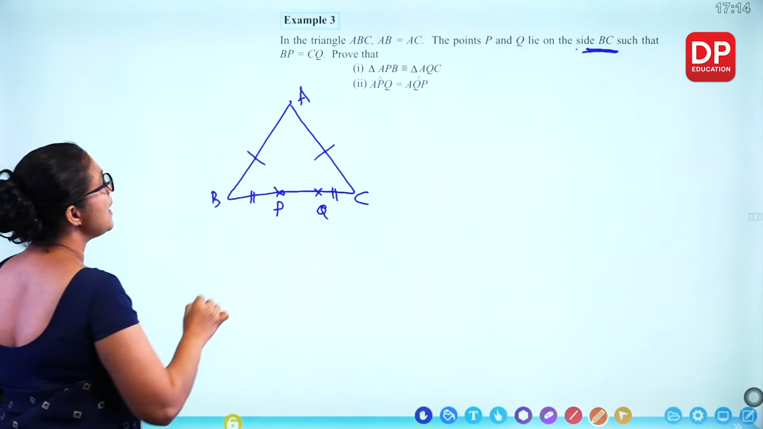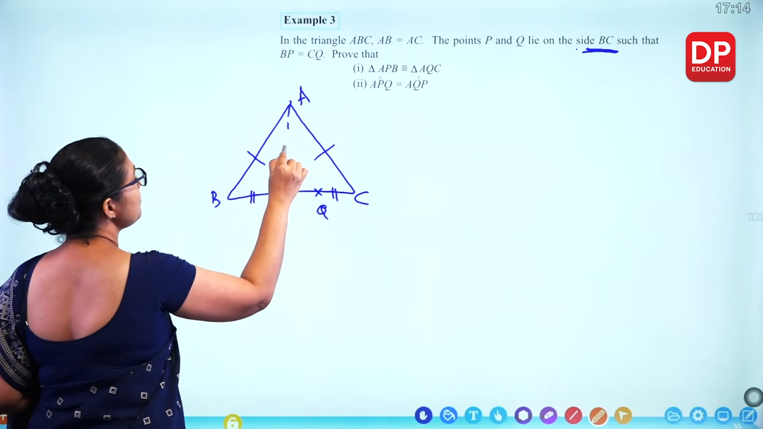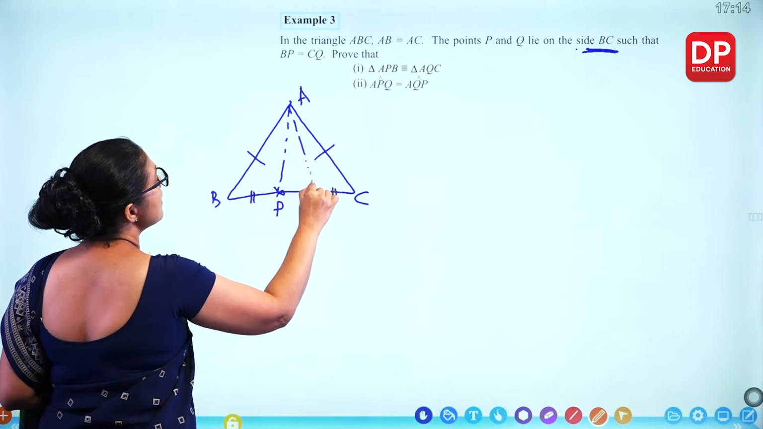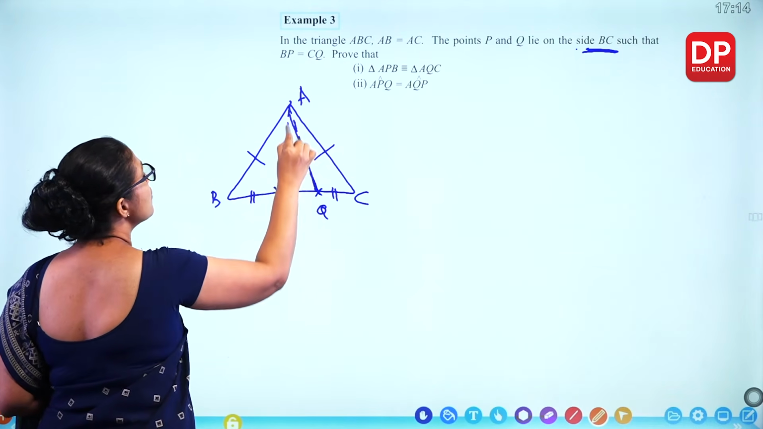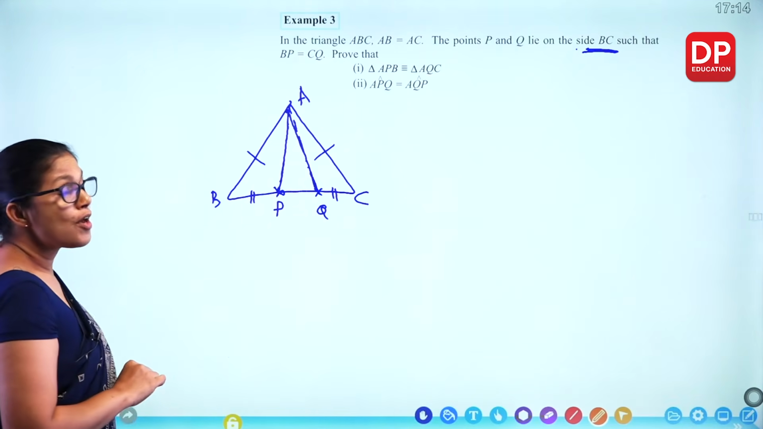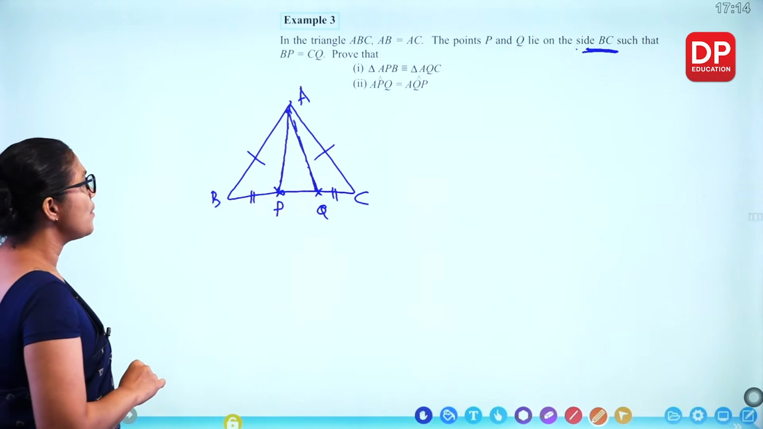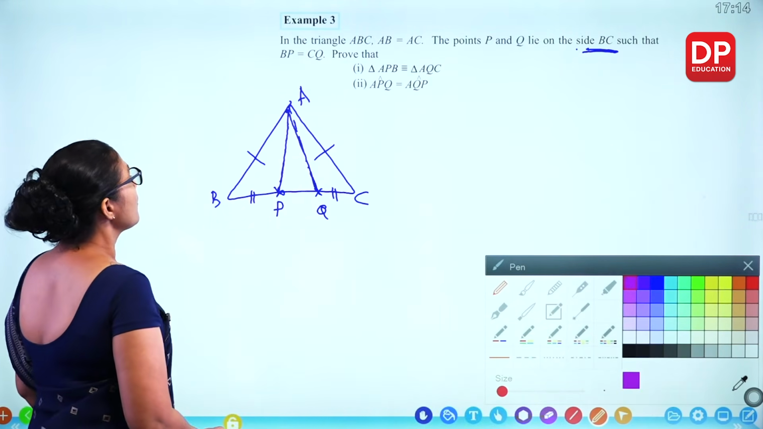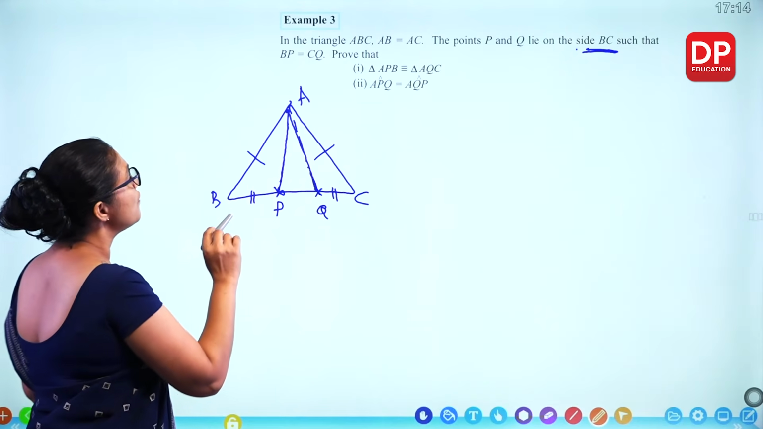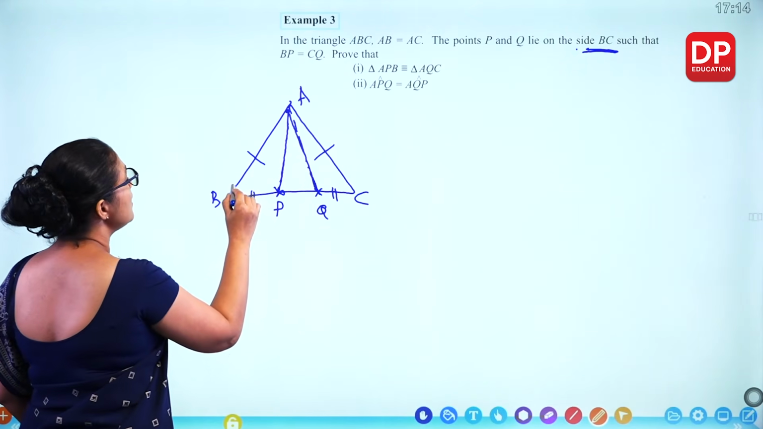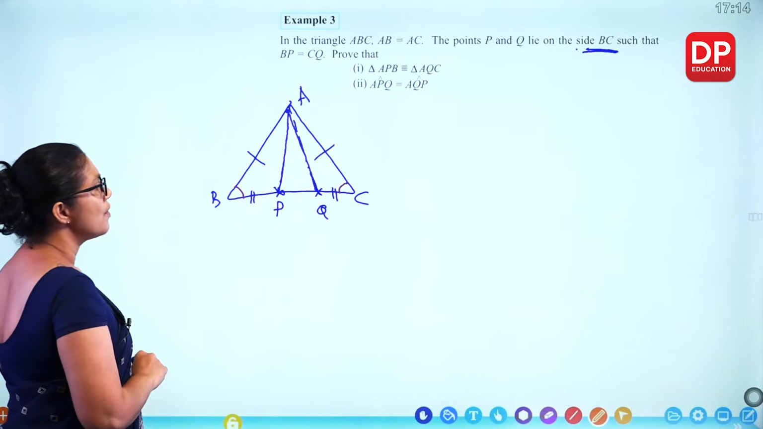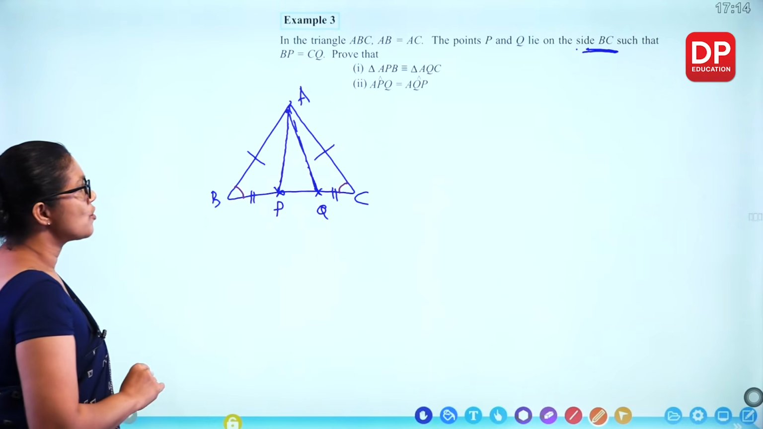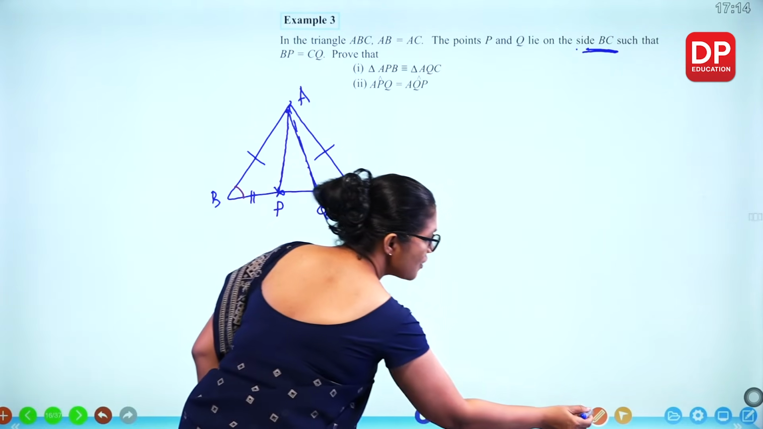Prove that triangle APB, we'll connect that, and triangle AQC. So this is the other triangle. So here you get two triangles. You're asked to prove that these are congruent. So we'll try to prove that. So I'll take another color. Okay, so here I can mark what we know. So these two sides are equal. So this angle is equal to this angle. So that's all we know, and these two lengths are also equal. So now we'll try to prove.